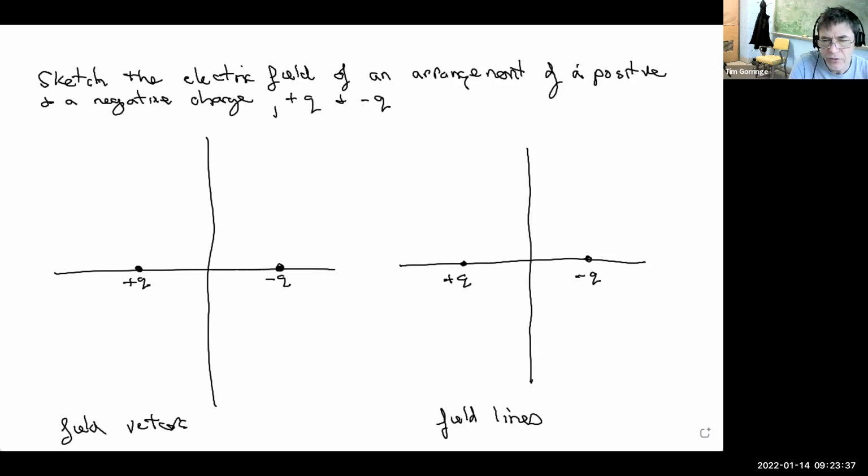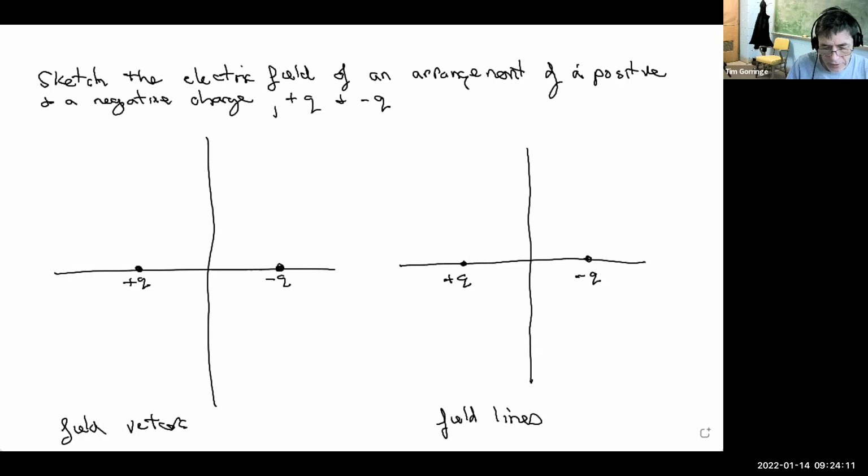I wanted to work through an example in which we draw the electrical field of an arrangement of charges. In this particular example, it's a fairly simple arrangement of charges. I've got a positive charge plus Q, a negative charge minus Q. They're equal size charges, opposite sign charges, and I place them on the horizontal axis, either side of the origin. And we're going to draw the electrical field.